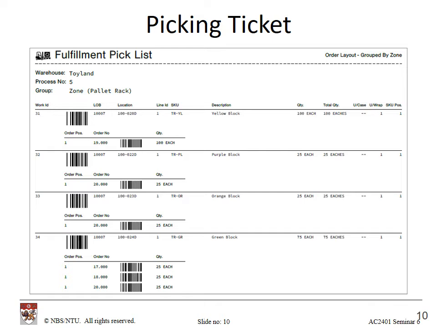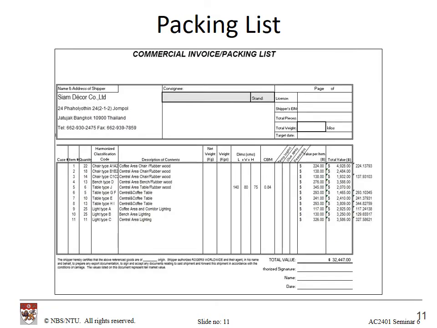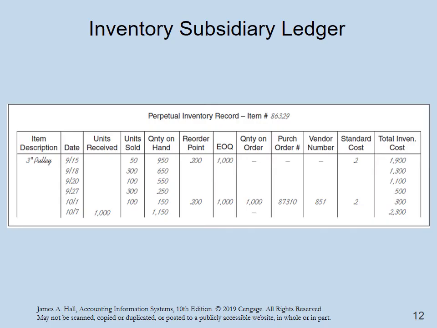This is a sample picking ticket. This is an illustrative packing list, which is typically required for cross-border customs checks. This is a sample of an inventory subsidiary ledger. It shows the running balance of a particular item of inventory.